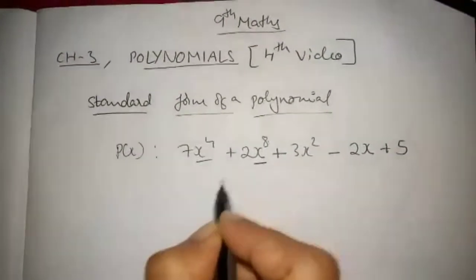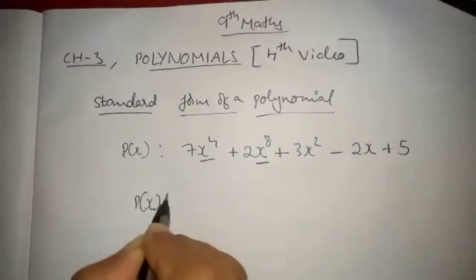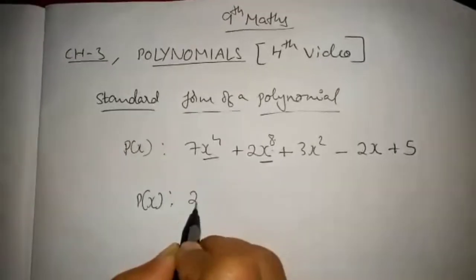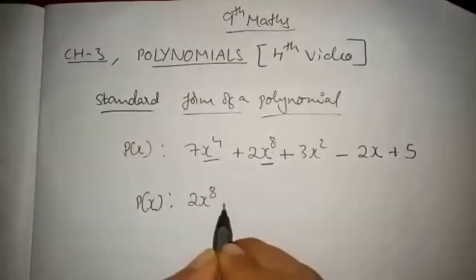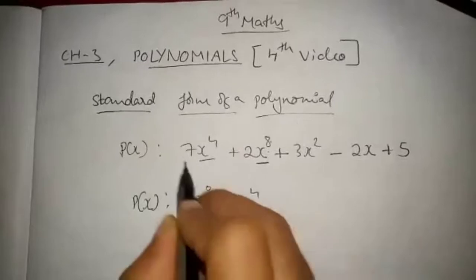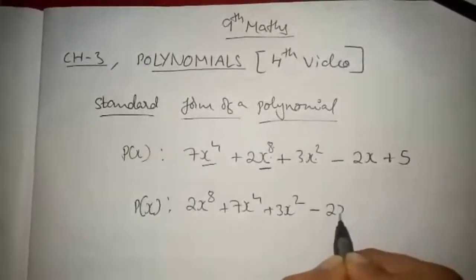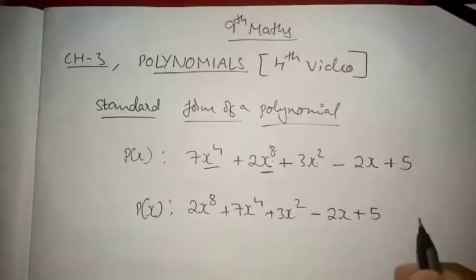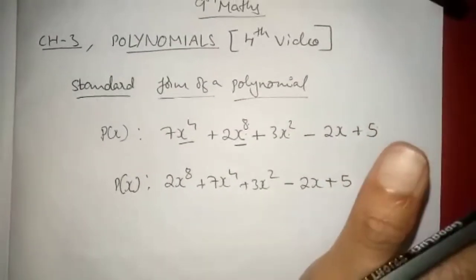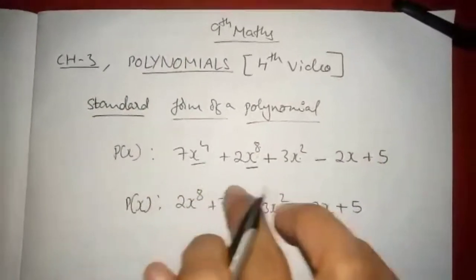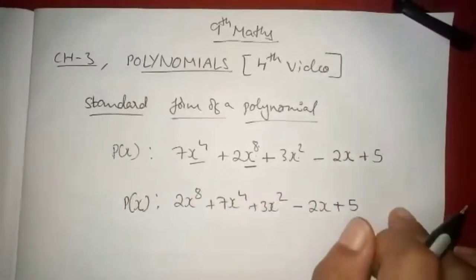So I'll write this as p of x is equal to, highest power is this, 2x power 8 plus 7x power 4, then plus 3x square minus 2x, then last will be the constant. So the power should be in decreasing order.